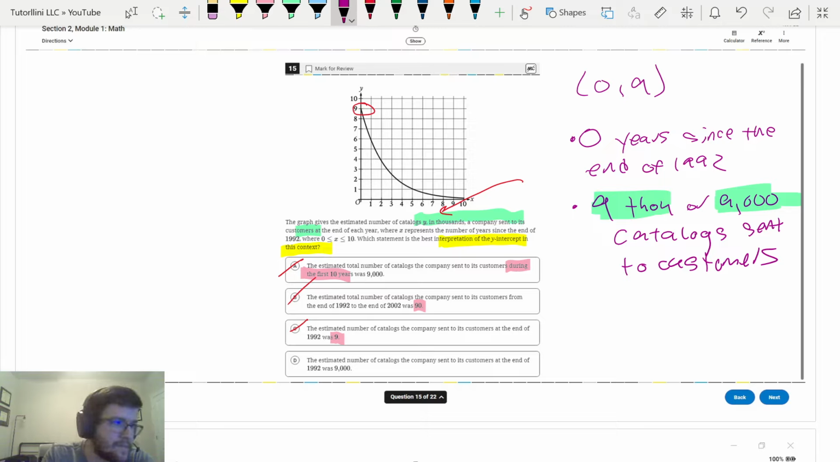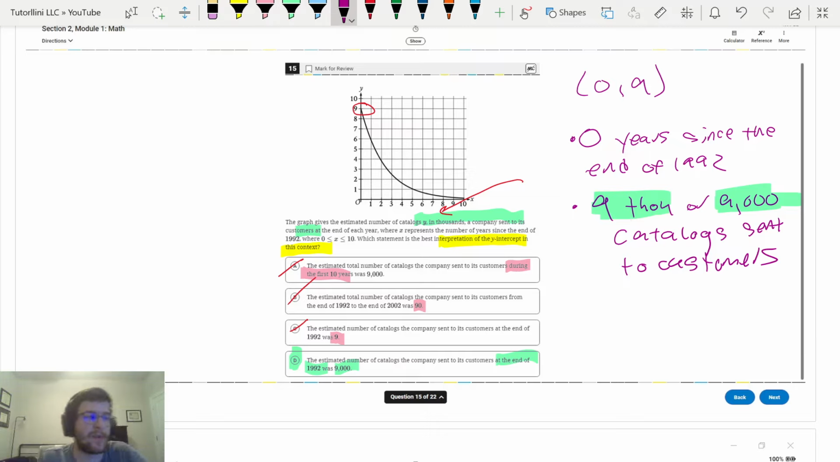And D, okay, so it says at the end of 1992, so 0 years since the end of 1992, so basically at the end of 1992, it was either 9,000 in words or 9,000 in a number, and it's got 9,000 in a number, so that's the answer. Yep.